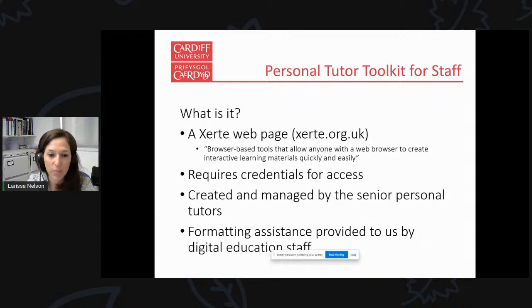There are some formatting steps that Sonia and I aren't advanced enough to deal with. So we do have some assistance provided to us by the digital education team, which is a central team for the university. But once they've provided us with the formatting setup, it's all very, very simple for us to change and manage and alter and update as and when we choose.